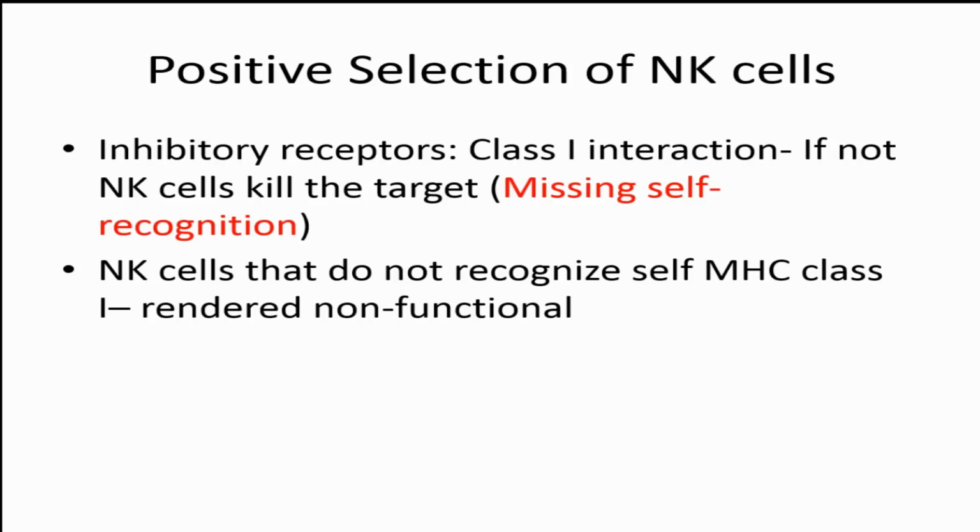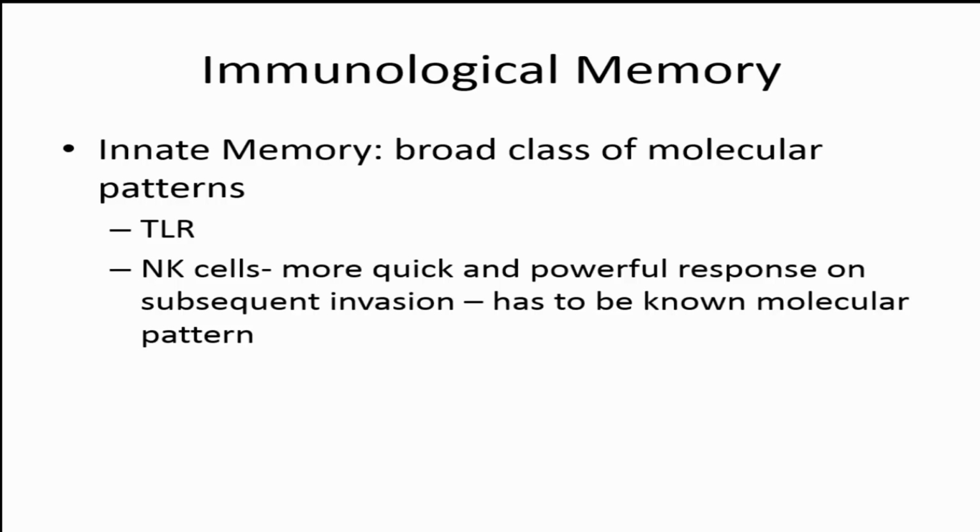Questions? I think that's it for the selection process. All right, now we're going to talk about immunological memory. There is some memory for the innate immune system as well, and that memory is just for the patterns, not for the specific invaders. So toll-like receptors have the memory of binding to a specific pattern. And in the same way, NK cells are also known to have some kind of specific requirement for what they are going to bind to.